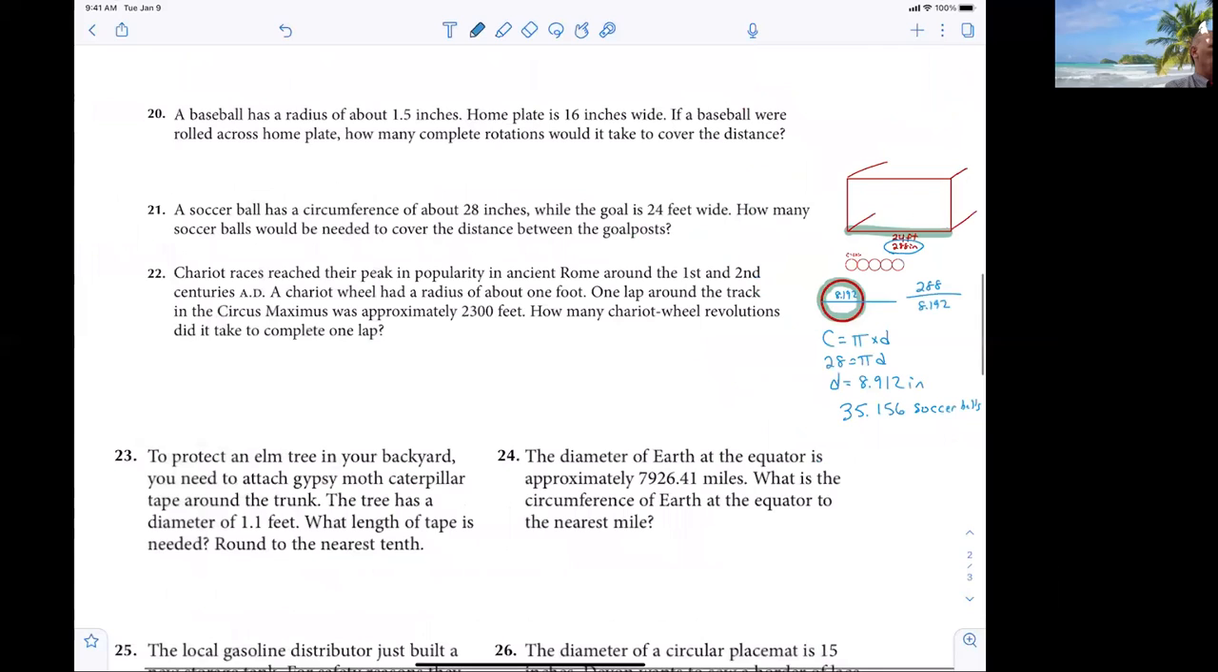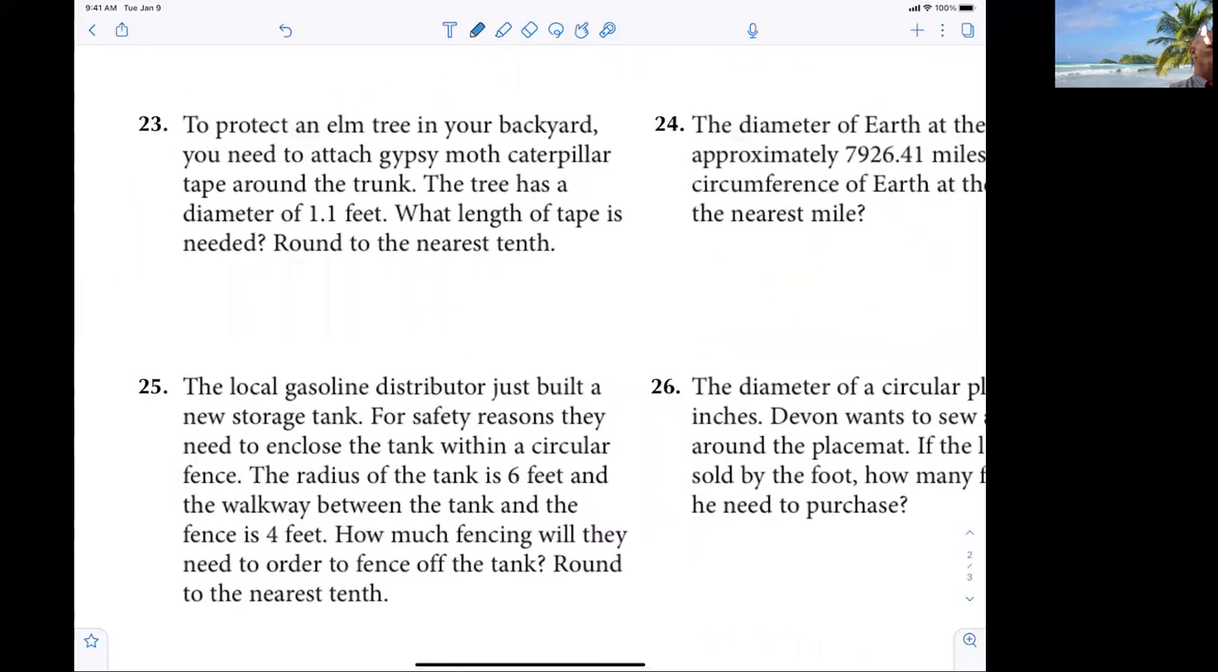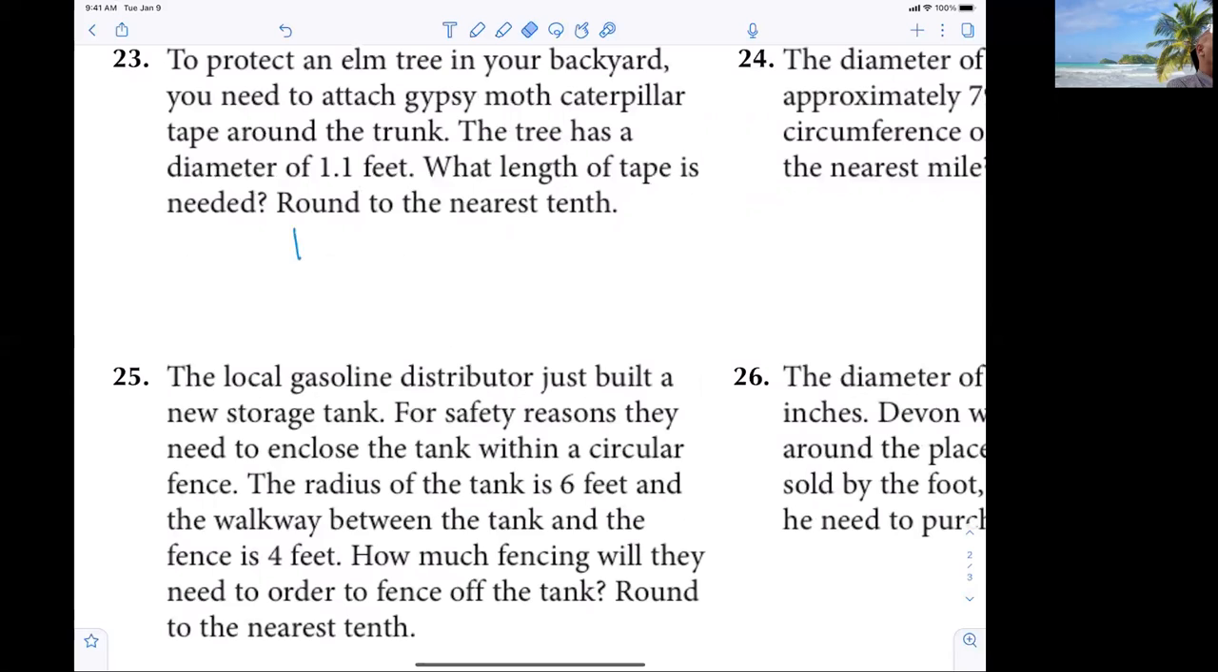With that geometry in your backyard, you need to attach the gypsy moth caterpillar tape around the trunk. The tree has a diameter of 1.1 feet. What length of tape is needed? What do you do? So the tree has a diameter of 1.1, so I drew a tree. I'm thinking that's exactly what you should do. Draw a tree. Here's my tree.